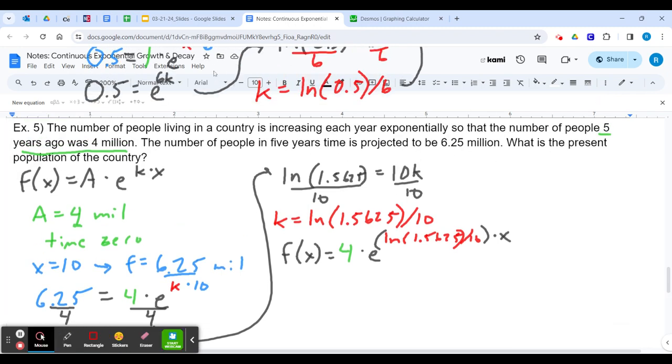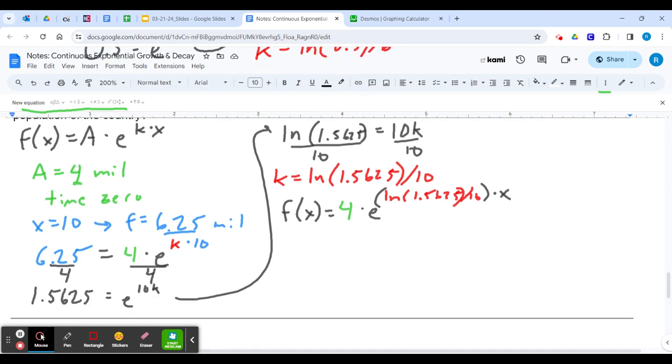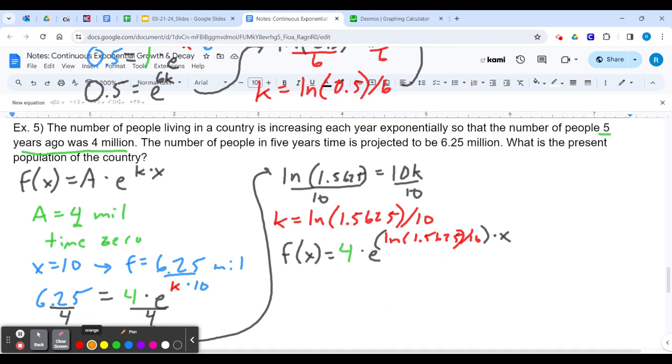Now, let's do some deciphering. So we're trying to find the present population of the country. The initial was 5 years ago, so we're trying to find that present population when x equals 5. So let's plug this in. We get f of 5 equals that base of 4 times e. We get our big, nasty exponent, the ln of 1.5625, close that parentheses, divided by 10. Tack on our other parentheses to trap it, and times our 5 there.